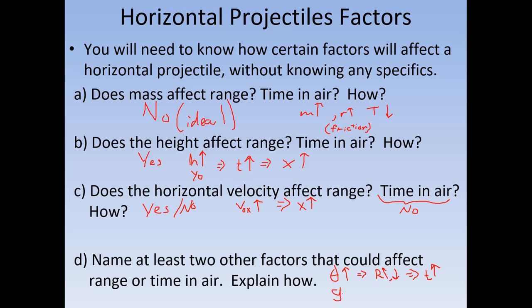Gravity, how does gravity affect it? Well, if I increase gravity, then both the range will decrease and the time in the air will decrease, because now it's going to accelerate much quicker downwards. It's going to land quicker downwards. So these two numbers will end up being a lot smaller.